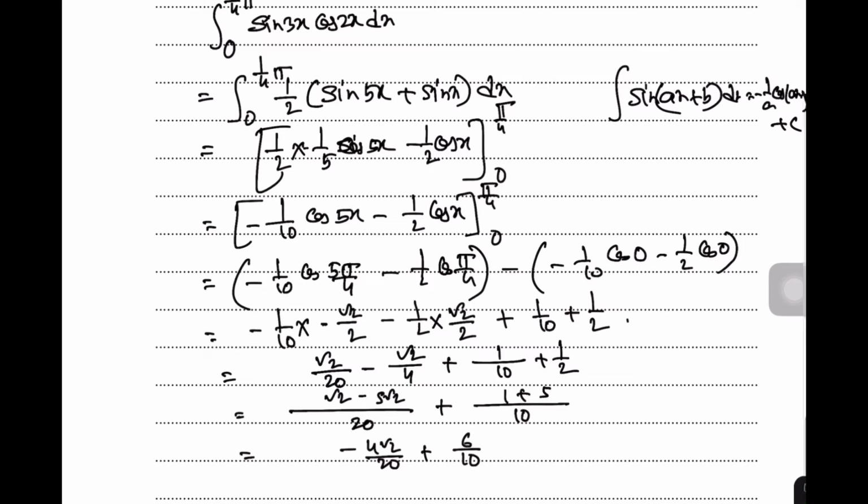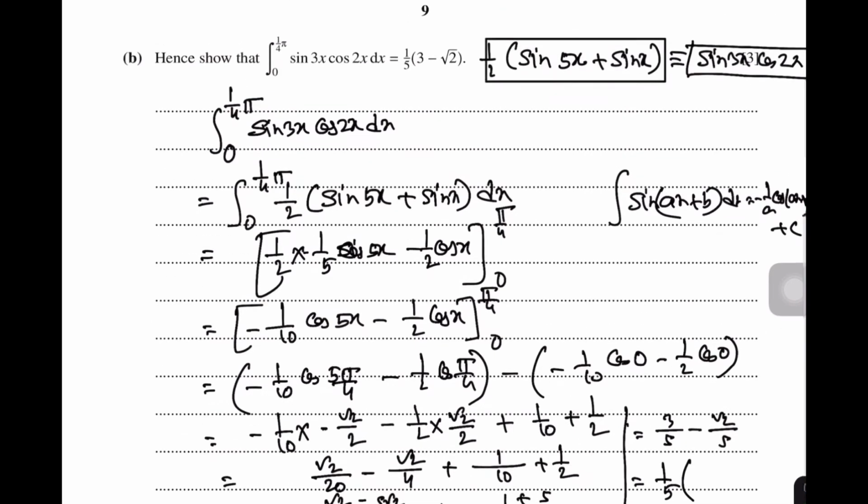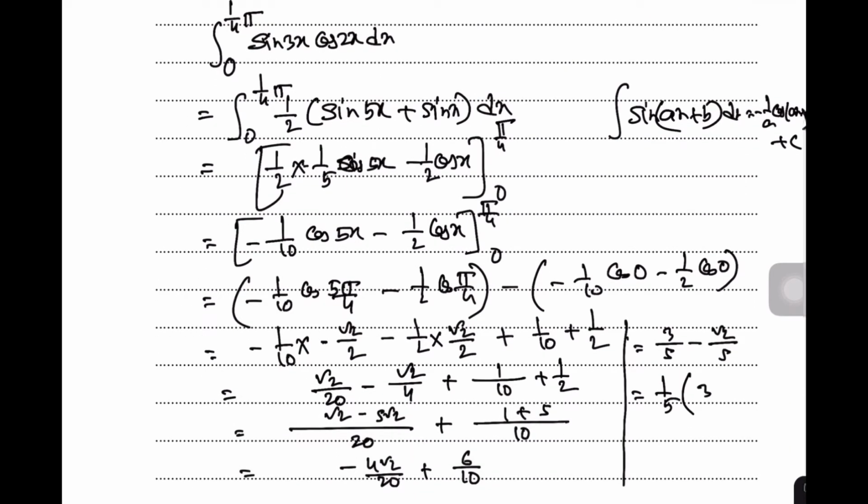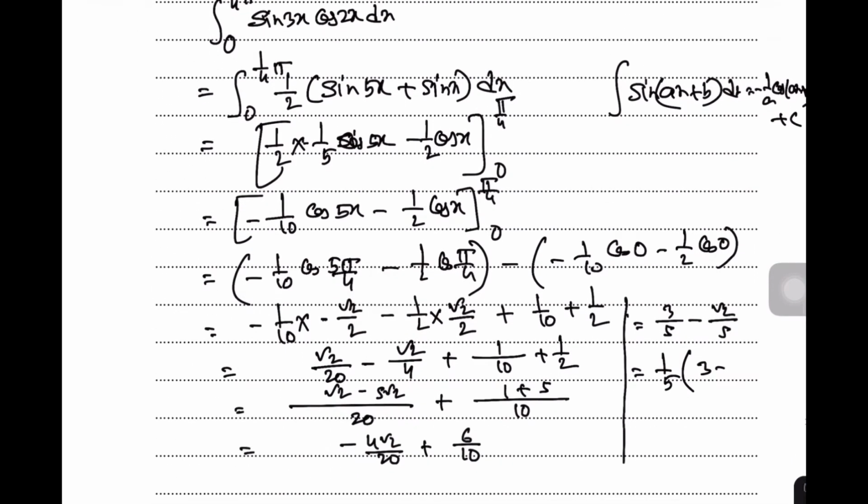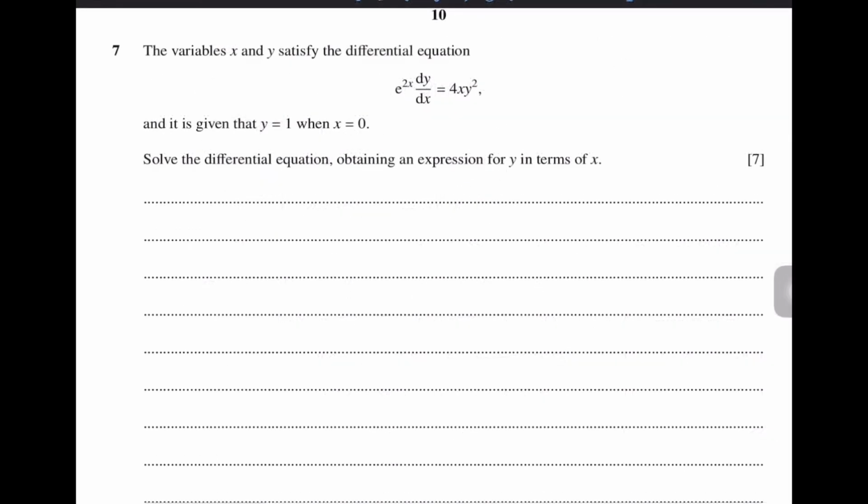If we do more simplification, we can write 3 by 5 minus root 2 by 5. If 1 by 5 is common, then 3 minus root 2. So that's the proof of that integration.